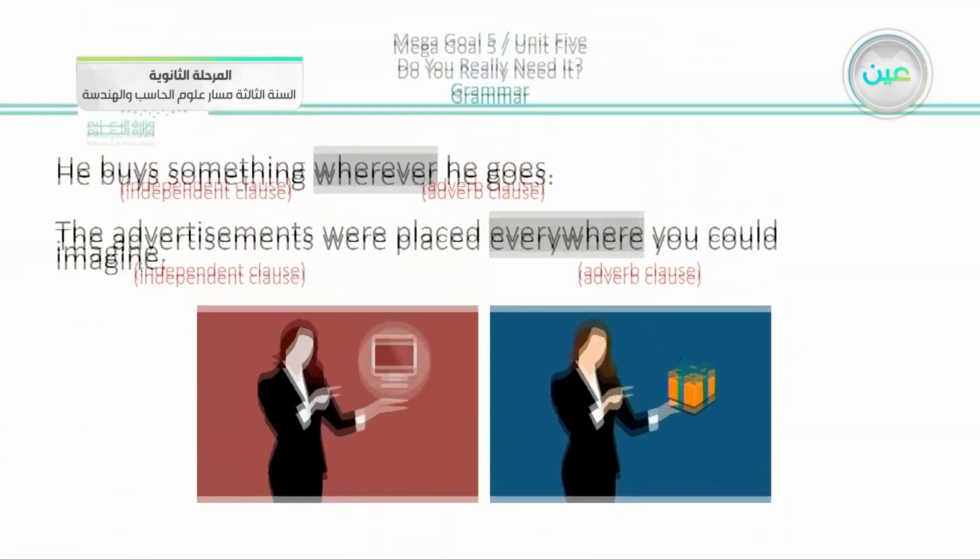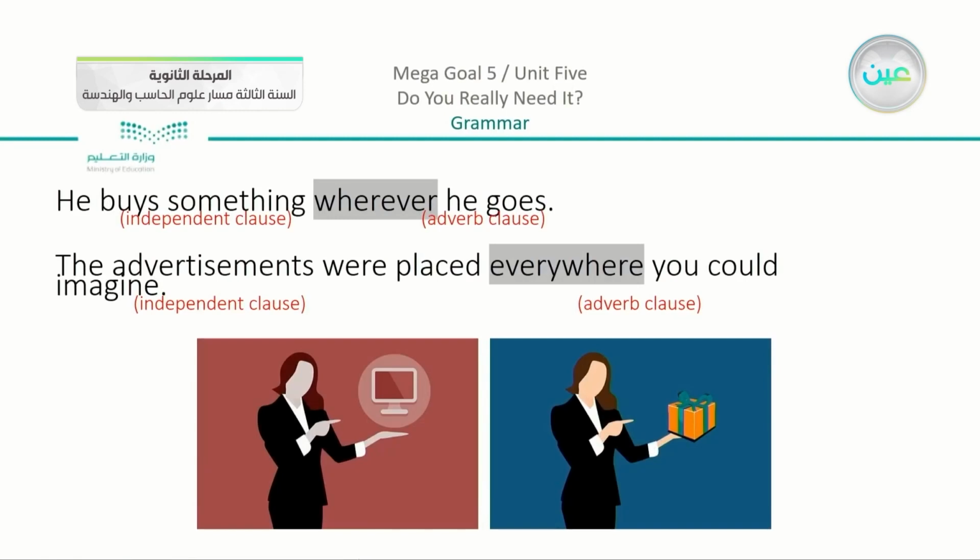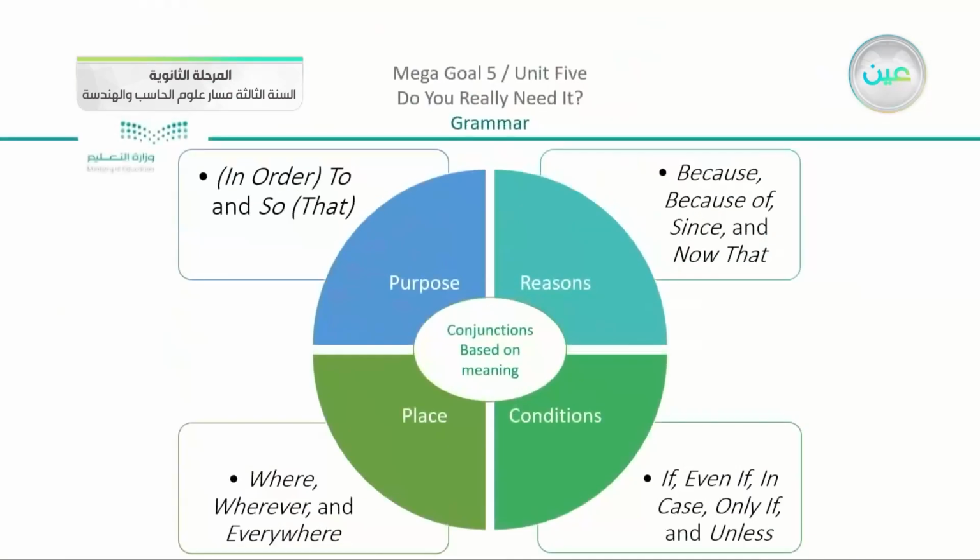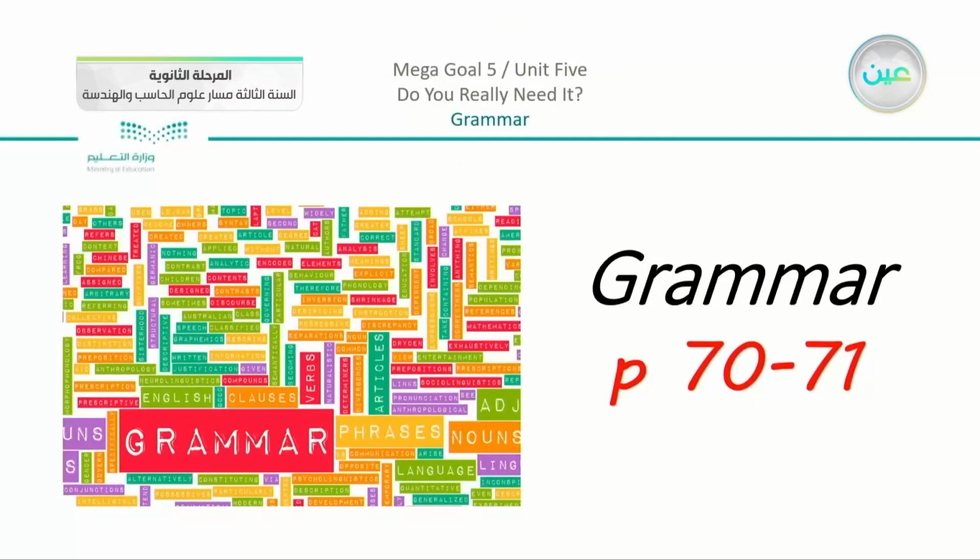Now our last part here, which is: he buys something wherever he goes, or the advertisements were placed everywhere you could imagine. It is very clear from everywhere and wherever that it shows place. And this completes our 4th group here in the adverb clauses. Now we have here where, everywhere, and wherever. They all give you the meaning of place. Now here you can see that we have all 4 groups. We have our complete lesson about adverb clauses, and you can see the lesson on pages 70 and 71.